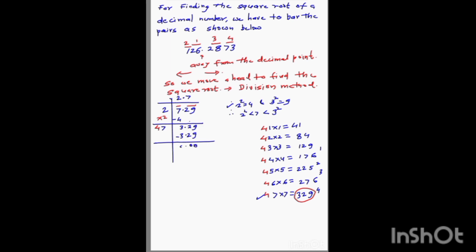So the remainder is 0. That means 7.29, the original number, is a perfect square and has a square root. So we get the square root of 7.29 is equal to 2.7. And just see where it is, we have already found it out. That's it. Try some examples.